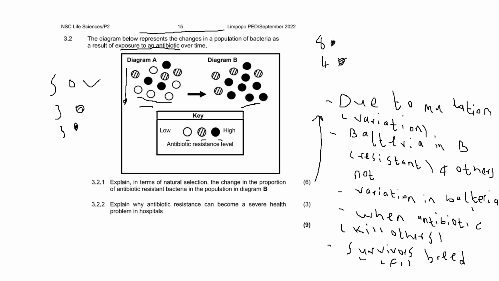Then when you go to diagram B, we have bacteria which show high antibiotic resistance, and then some that don't have high antibiotic resistance. So the ones with a large antibiotic resistance, whenever the antibiotic is used on them, it won't kill them. So they're going to survive.